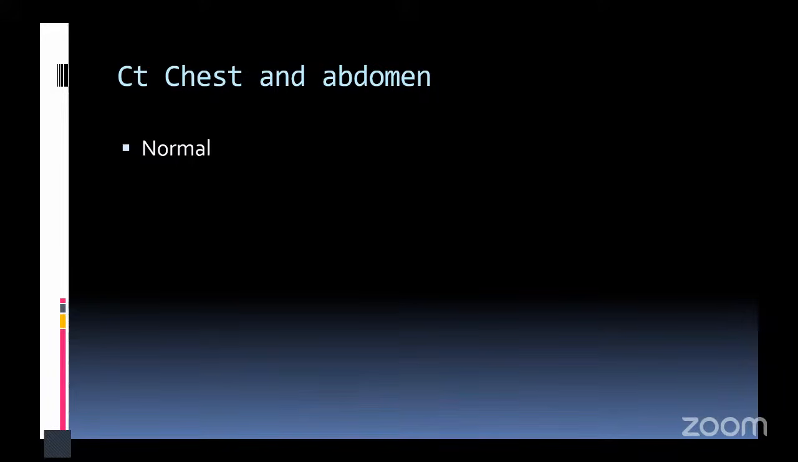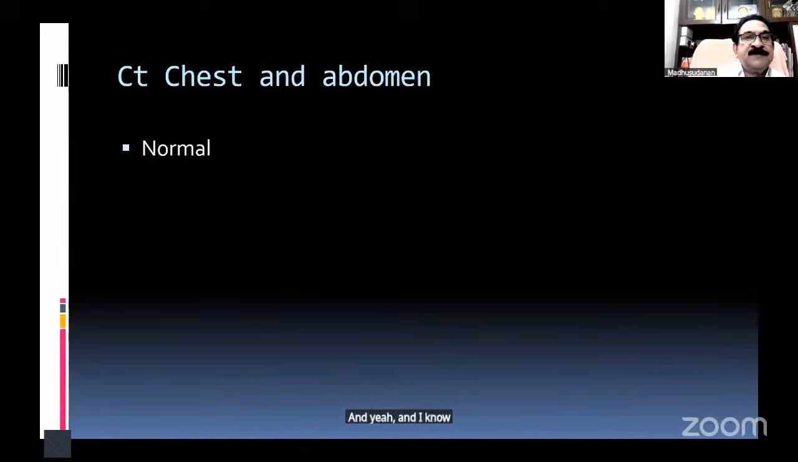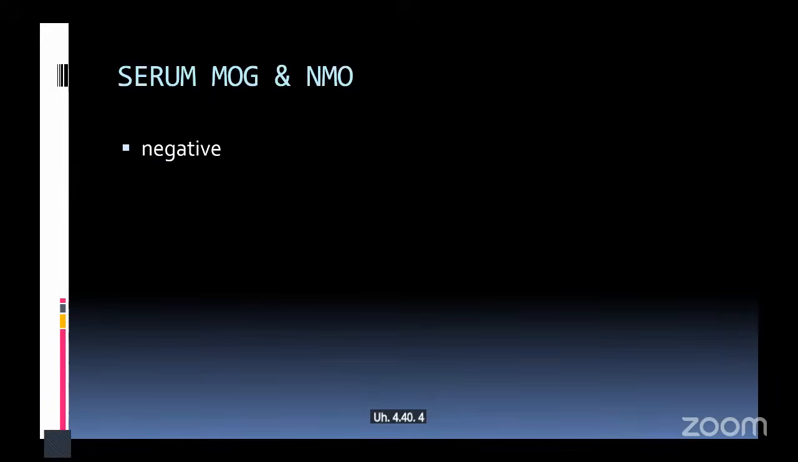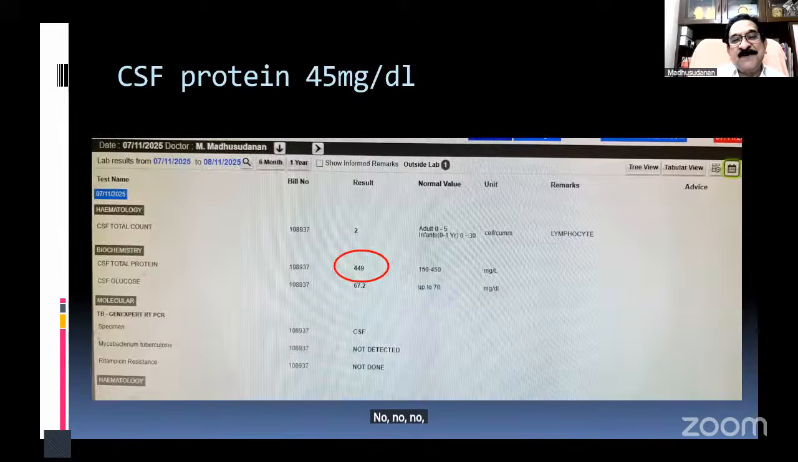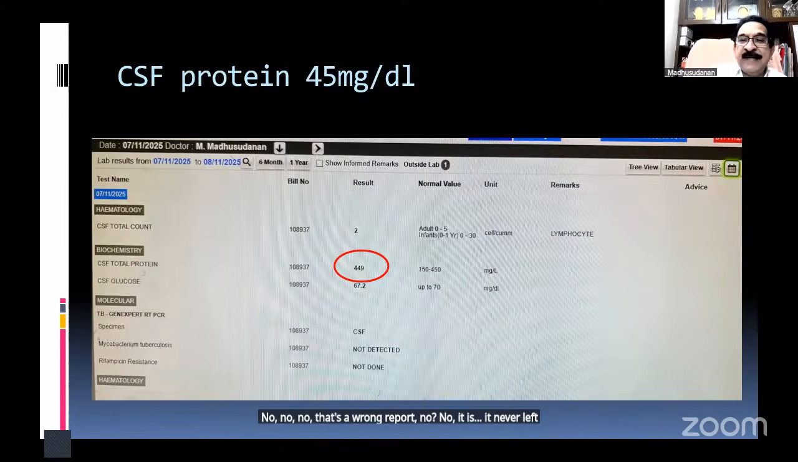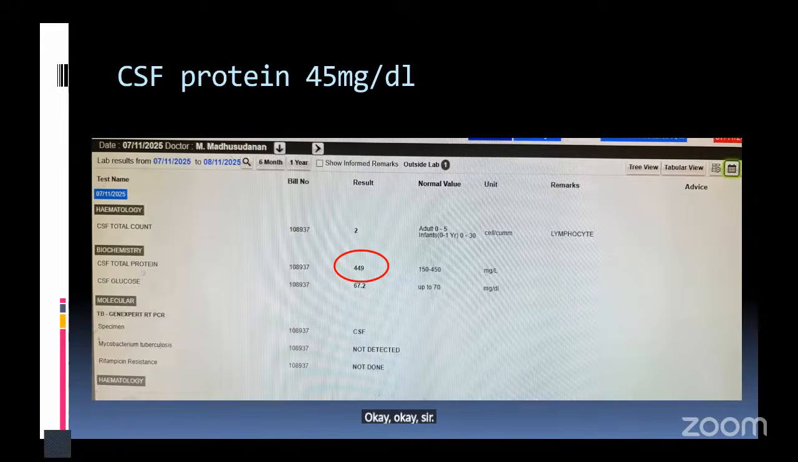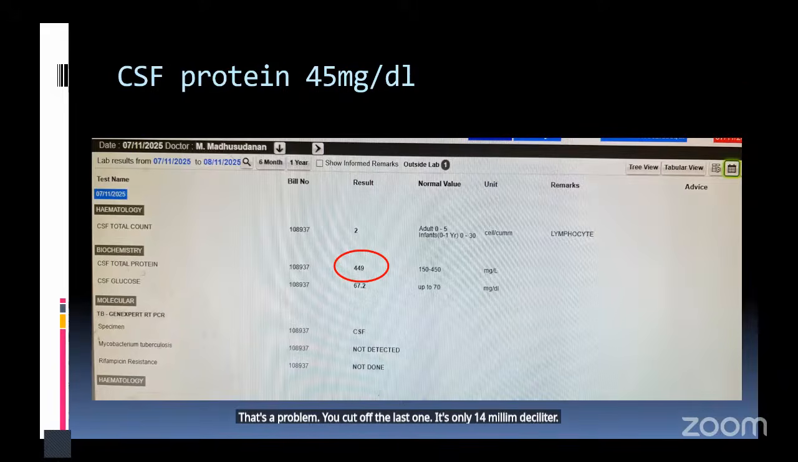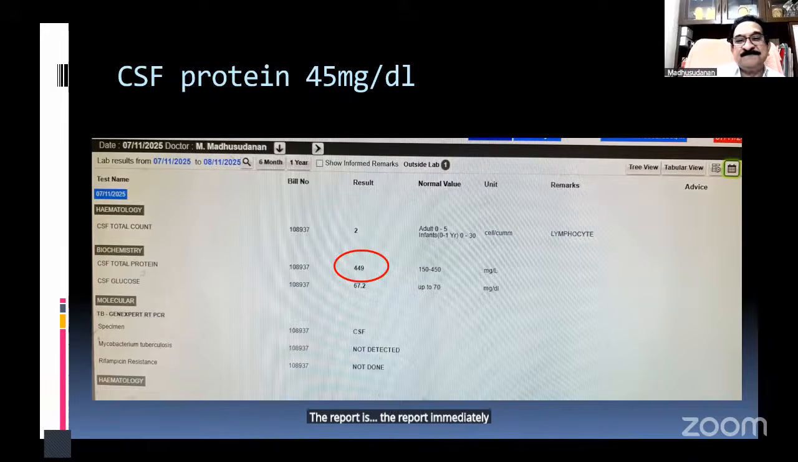So such a degree of albuminocytological dissociation with some peripheral findings. No, there is no albuminocytological dissociation. Protein is normal. 449, sir, protein. No, that's a wrong report. No, it is in our lab. It is 449 milligram per liter. Okay, sir, that's the problem. You cut off the last one. It's only 40 milligram per deciliter. The report is in milliliters. That's the problem.